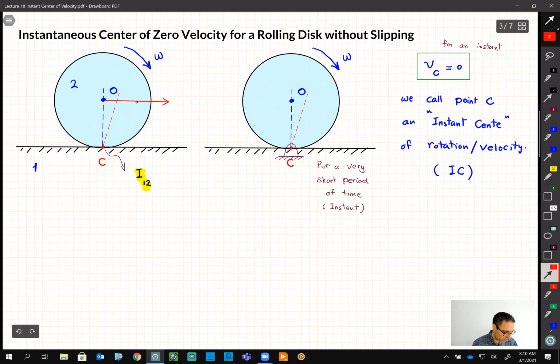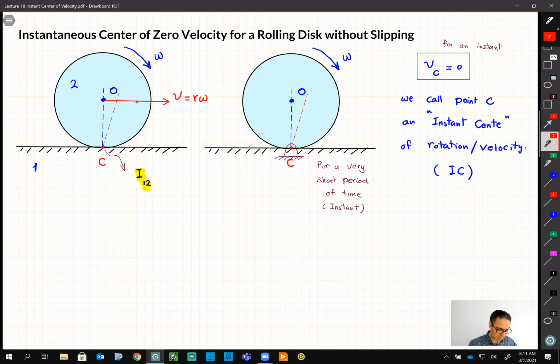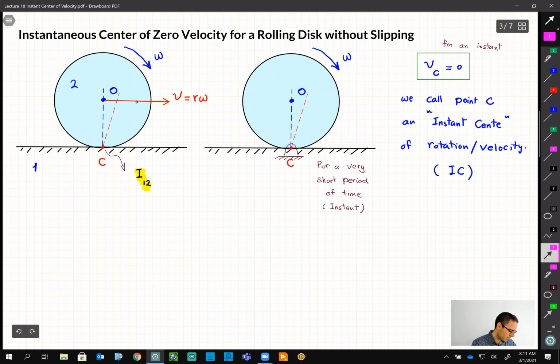So what is the velocity of point O then? If the disk is rotating about point C, and if we have a camera, we can notice that point O is moving along a horizontal line. What is its velocity? Should be very easy. It's going to be R omega. What is R? We know R is the radius of this disk. So that's the velocity of point O, VO.